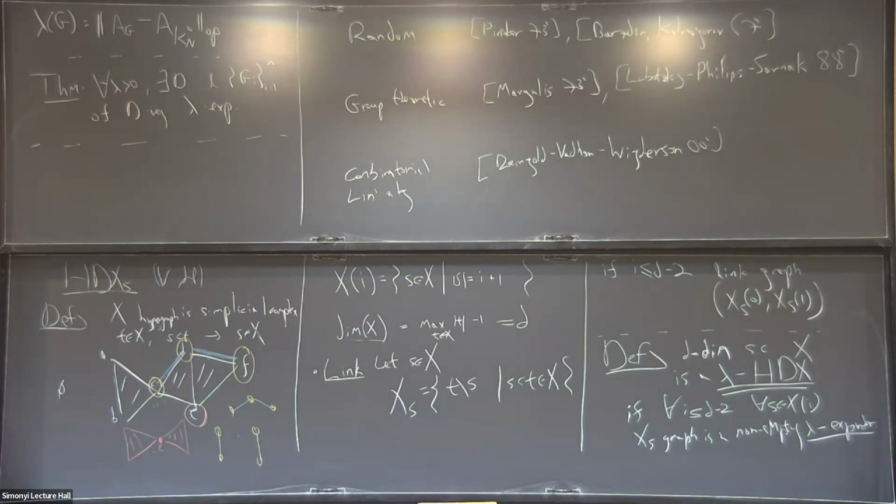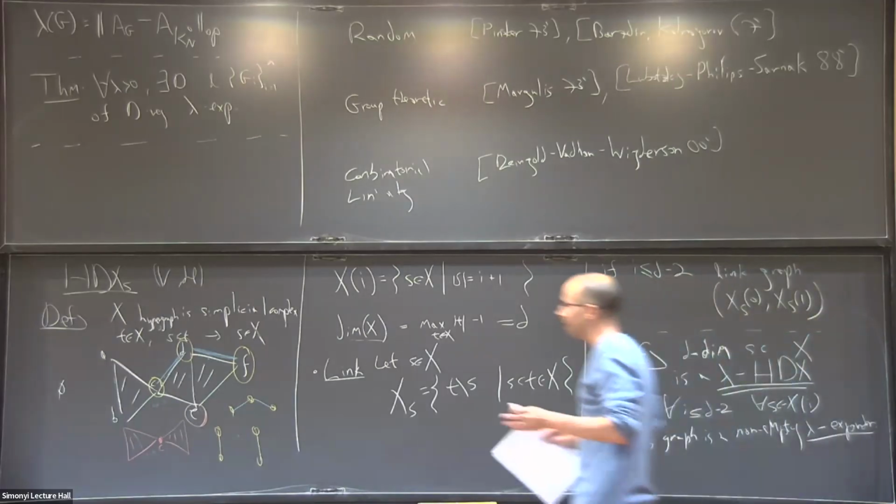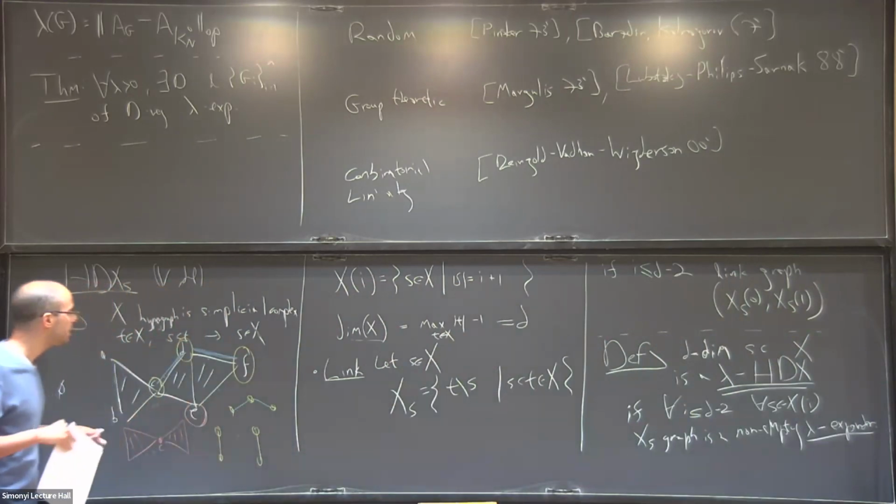Can I just ask a question? I was trying to see how the ordinary notion of expansion of a graph follows from this definition, but that's D equals 1, right? Yeah, kind of. Okay, thank you, let's be clear.